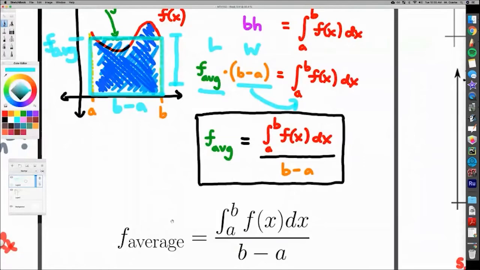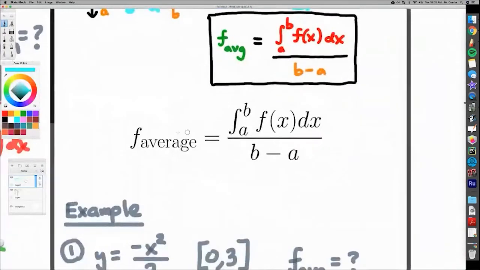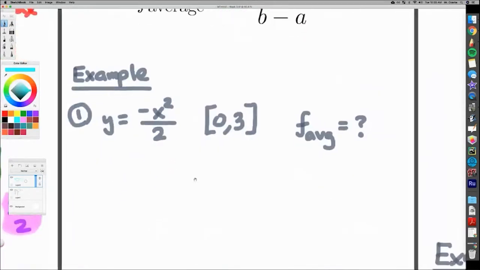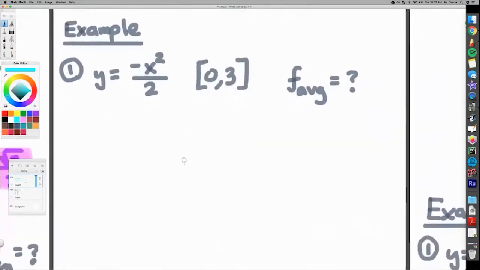Again, you don't need to worry about that. You need to know how to use it. You just take the integral like normal, and then you just divide it by b minus a. Okay, here's an example. These are not complicated at all. There's not really any tricks you can do for these. So it's nice.